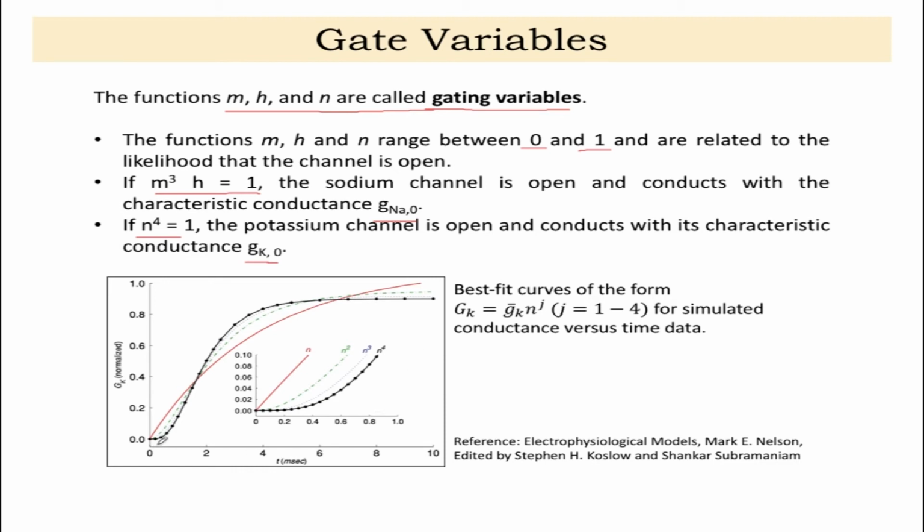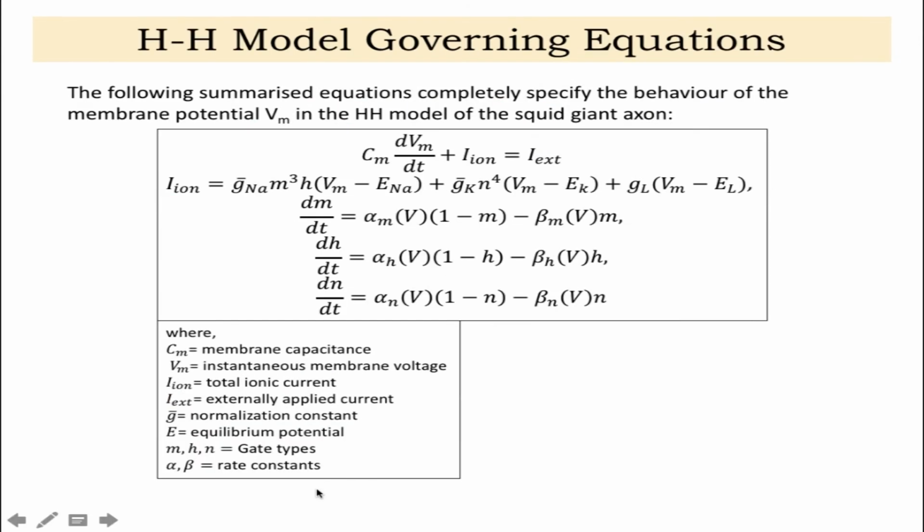And as you can see, with respect to time, for each of the cases, like this is the n to the power 4, you can see how this n to the power 4 will be changing with respect to time, and how this GK will be changing. So you can in fact draw a best fit curve for each one of these conductance versus time data, so that you would know how with respect to time the conductance or the gate variables will be changing. This you can do for all the gate variables.